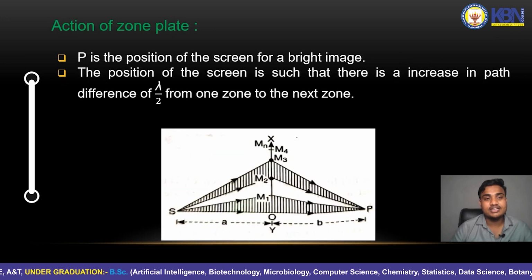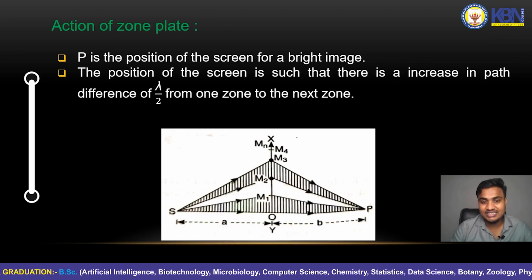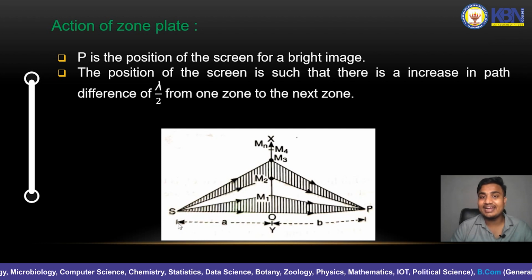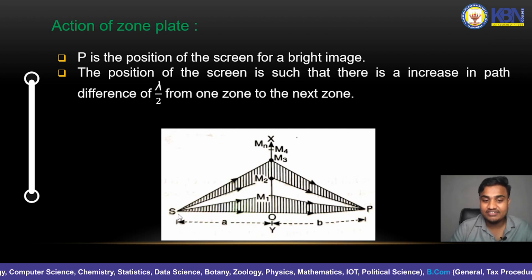Coming to the working, let XY be the section of a zone plate. Here you can see XY is the section of a zone plate. S is a source which is emitting monochromatic light of wavelength lambda, which falls on the zone plate, and P is the screen where the diffraction is observed.